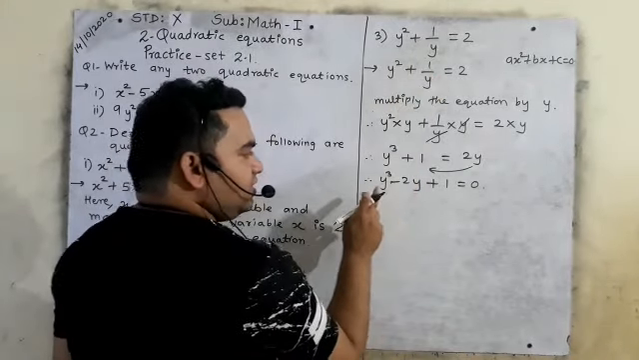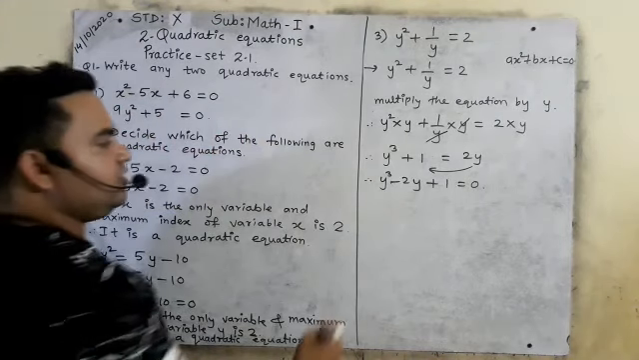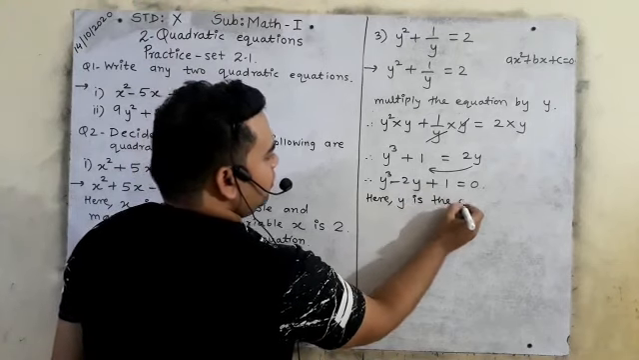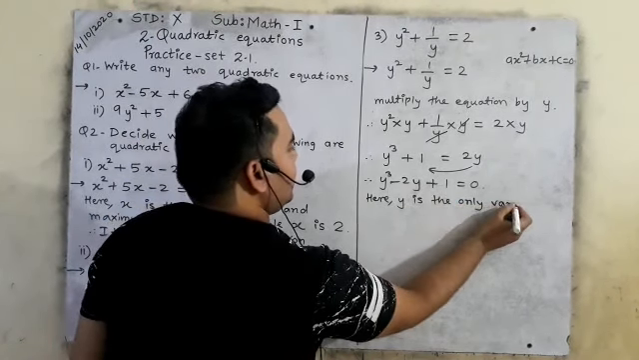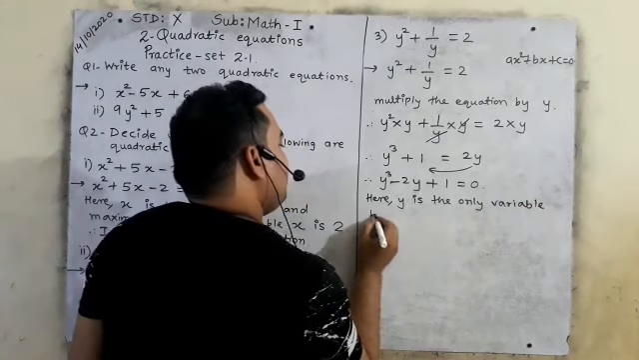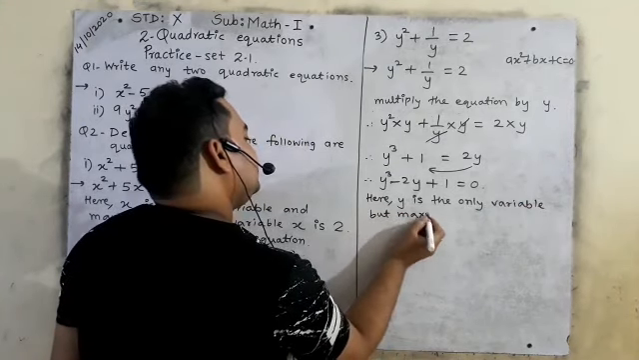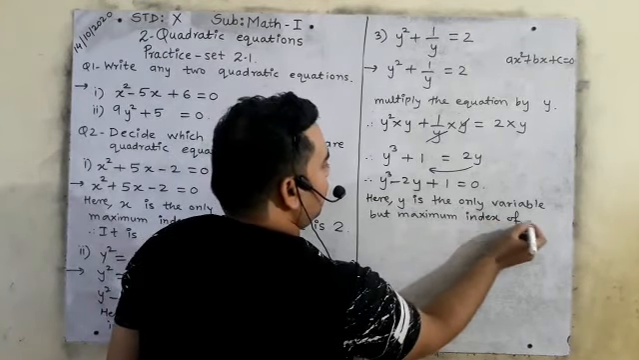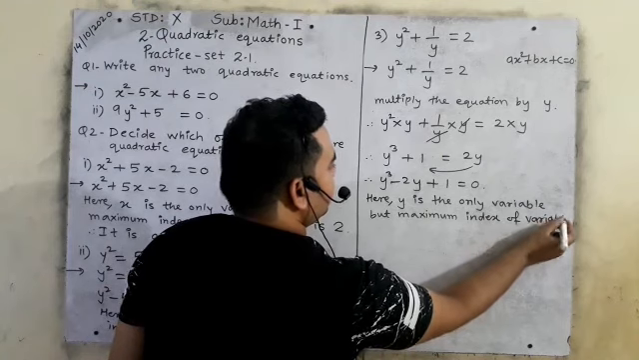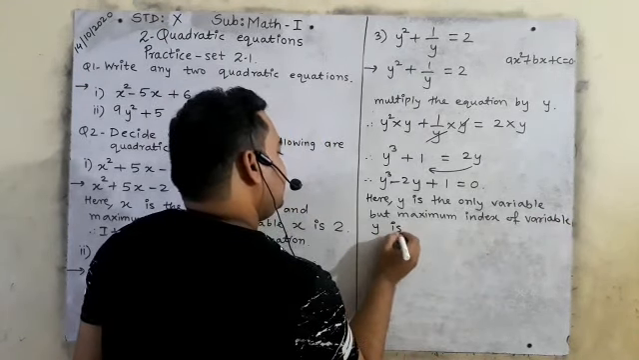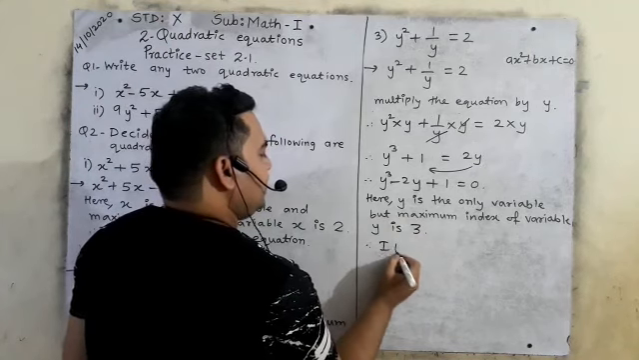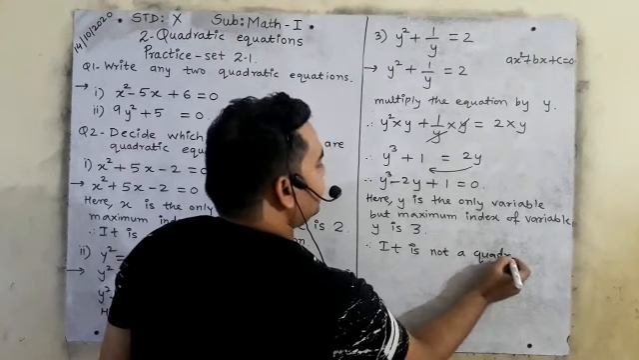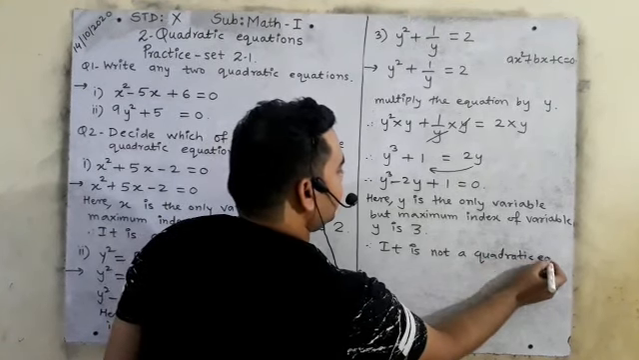So is this a quadratic equation? Here you will write, y is the only variable, but what is the maximum index? Maximum index of variable y is 3. So therefore it is not a quadratic equation. I hope you understood very well.